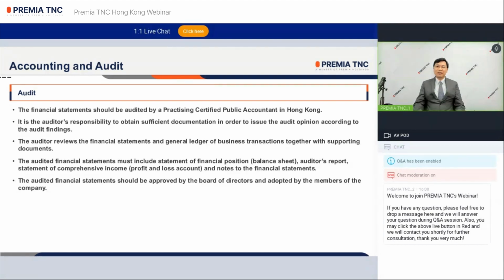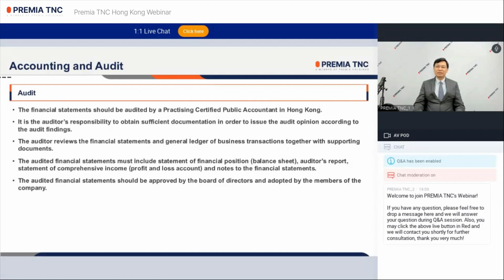About the audit of financial statements, it should be carried out by a practicing certified public accountant in Hong Kong. It is the auditor's responsibility to obtain sufficient documentation in order to issue the audit opinion according to the audit findings. The auditor reviews the financial statements and general ledger of business transactions together with the supporting documents.